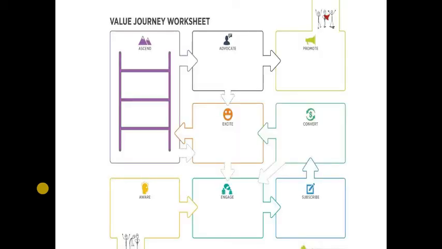So you can see the value journey worksheet, which is based on the 8-step strategy we just discussed. You can see here the awareness stage is the stage where maybe a prospect sees an ad of your business or you. So your prospect in the engage stage watches the video. So the prospect engages with you. Since he has seen that you can actually solve his problem, he engages with you. Maybe he watches a video or reads a blog post on your blog.